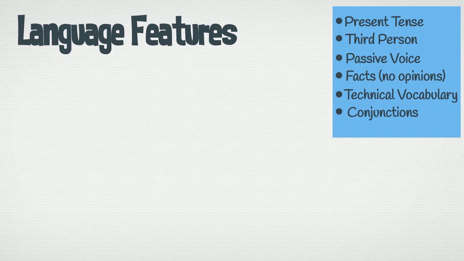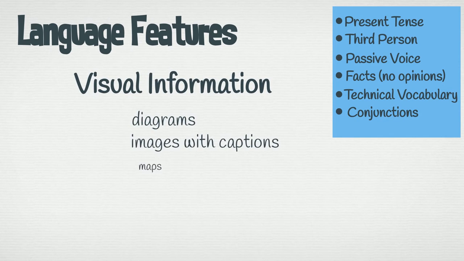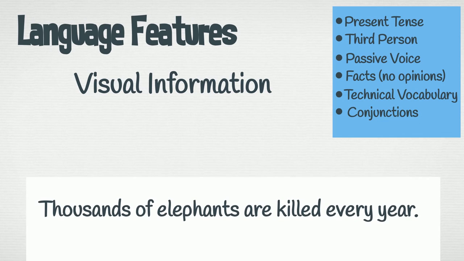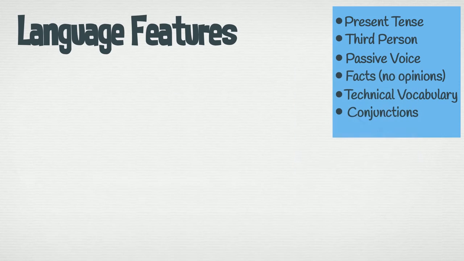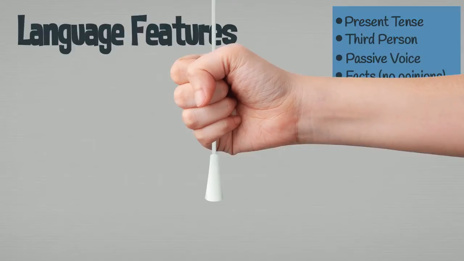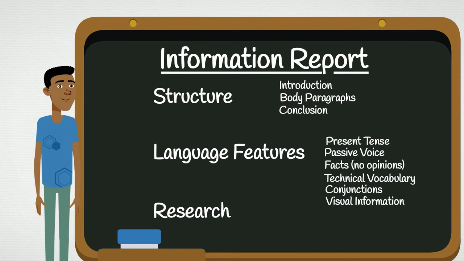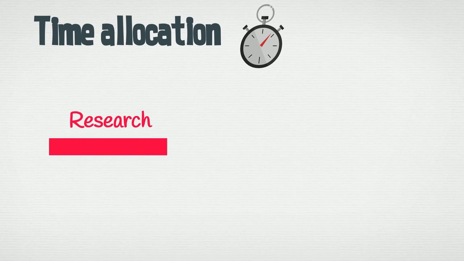Another feature of information reports is visual information. This includes diagrams, images with captions, maps, graphs, tables, and charts. These should be used to support the written information in a report. For example, in our report about elephants, we might include a graph to really make clear to the reader how many elephants are being killed each year. Before we finish, it's important to mention research. A large part of the total time you spend creating an information report should be spent on the research phase.